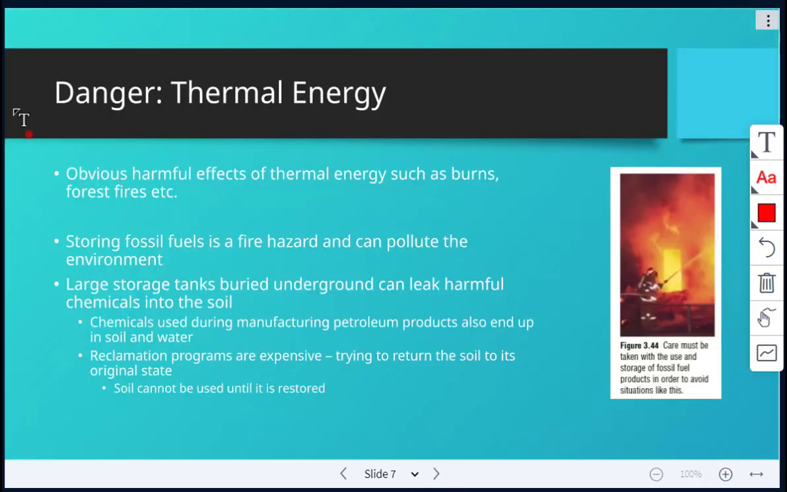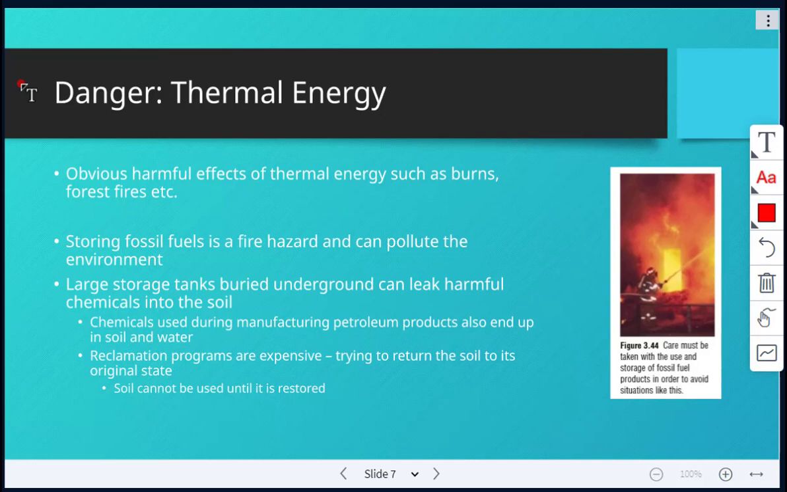Dangers of thermal energy. So things we've already talked about, like burns and forest fires, would be harmful effects of thermal energy. Storing fossil fuels can also be a fire hazard, and it also pollutes the environment. Any large storage tanks that are buried underground can also lead to leakage, which can leak harmful chemicals into the soil.